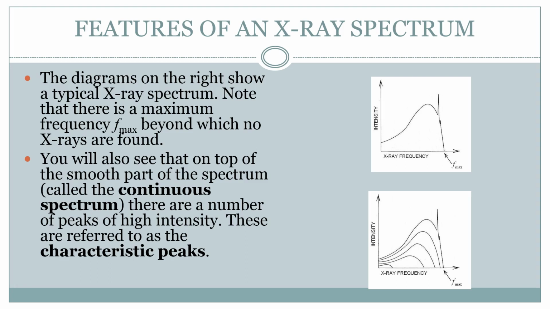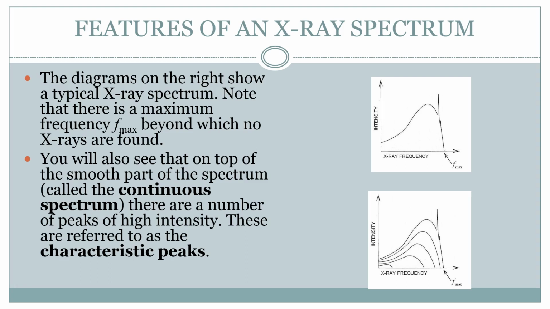Okay, now before we get to the actual process by which the X-rays are produced, we should probably first have a look at a typical X-ray spectrum. So when I say X-ray spectrum, I mean a graph showing the different frequencies of X-ray radiation that are found in a beam of X-ray light and the intensity of each frequency, in other words, how strong that particular frequency is.